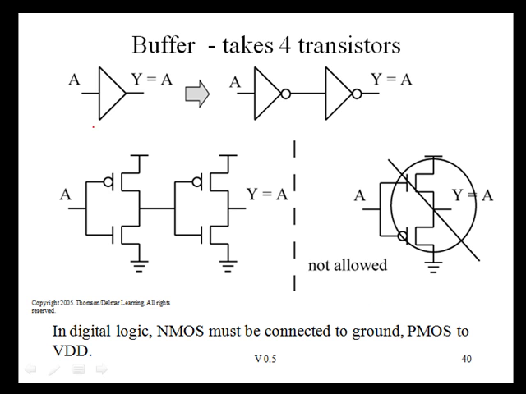In order to build a non-inverting logic function, we need two stages of inverting CMOS logic. So for example, to build a buffer function Y equals A, we need two inverters back to back. This shows the symbolic form, and this shows the transistor form. You might think that a non-inverting logic function could be built like this, in which the NMOS transistors are connected to VDD and the PMOS is connected to ground. But for electrical reasons best left to an electronics class, this is not allowed.